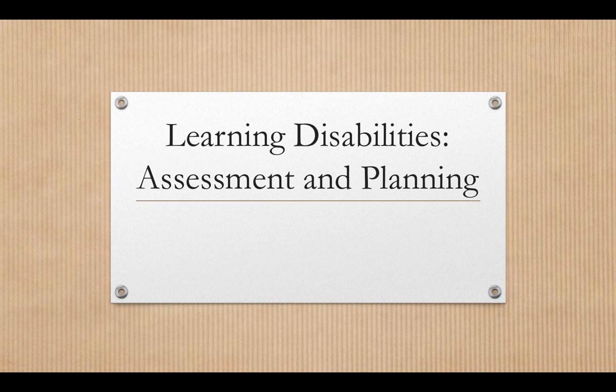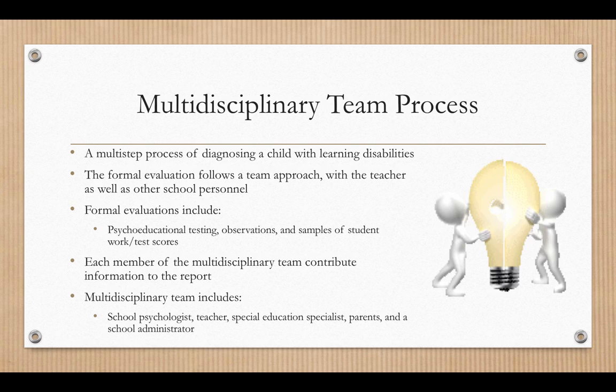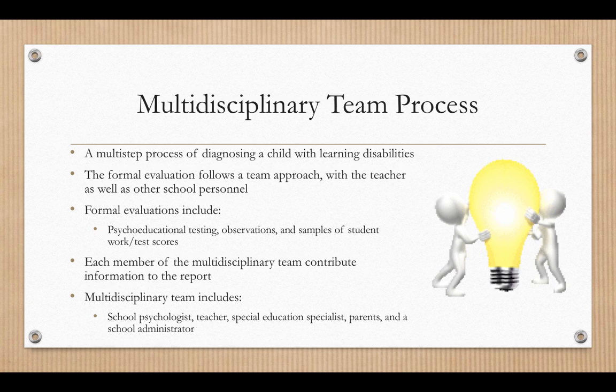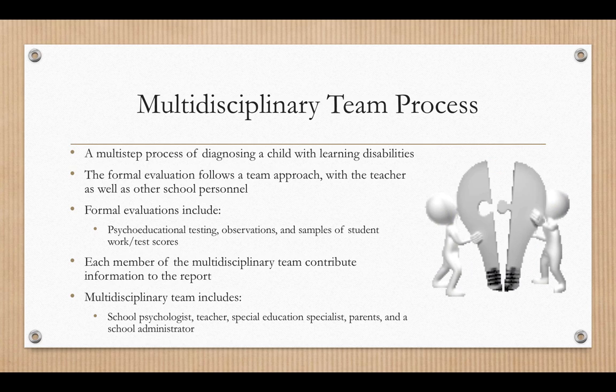Learning disabilities, assessment, and planning. So, the multidisciplinary team process is a multi-step process of diagnosing a child with learning disabilities. The formal evaluation follows a team approach with the teacher as well as other school personnel. Formal evaluations include psychoeducational testing, observations, and samples of student work.